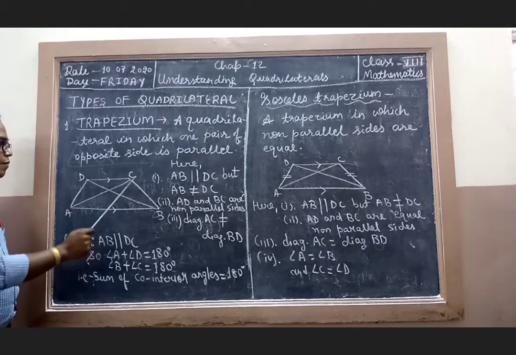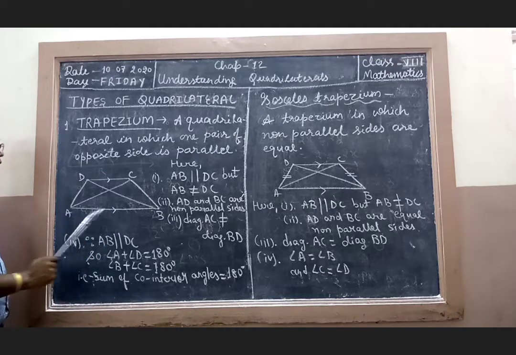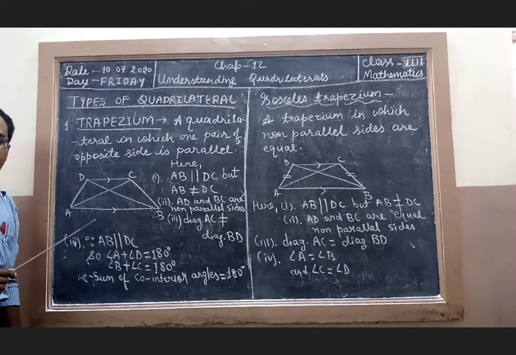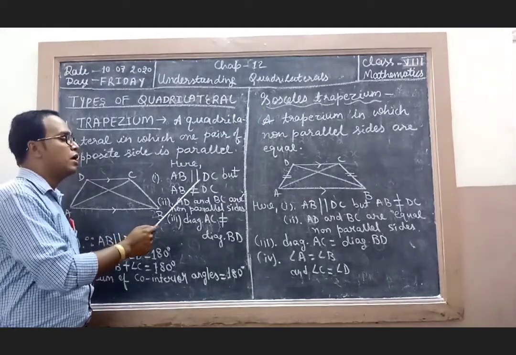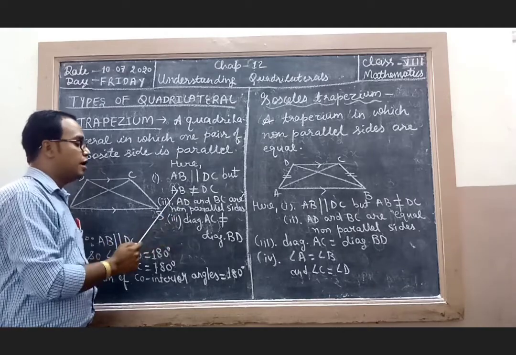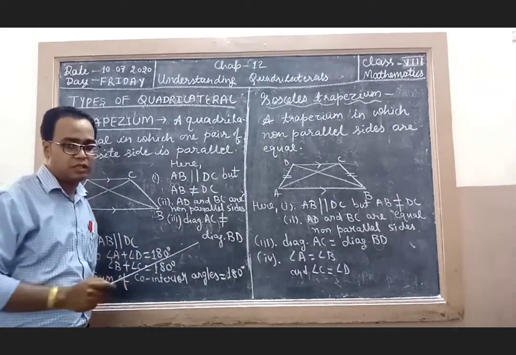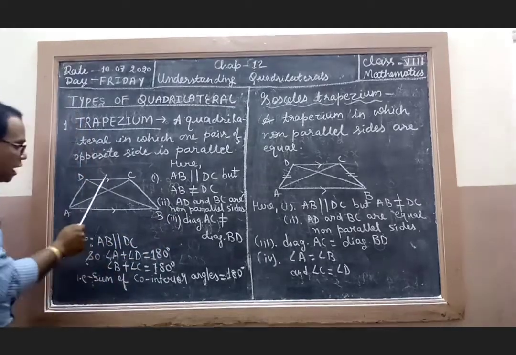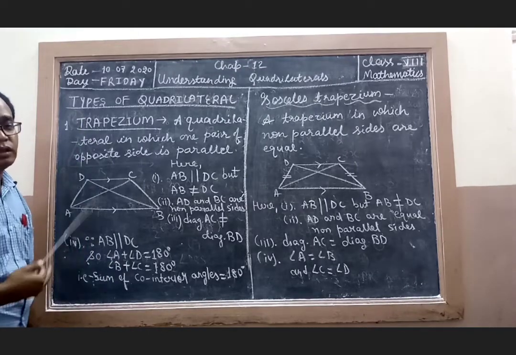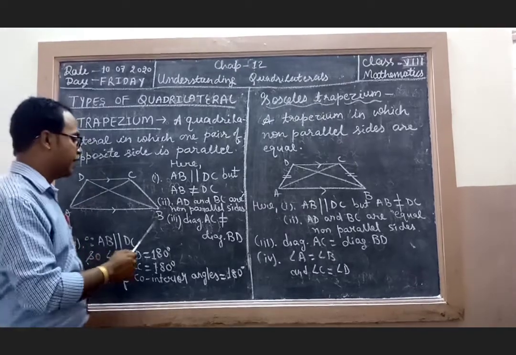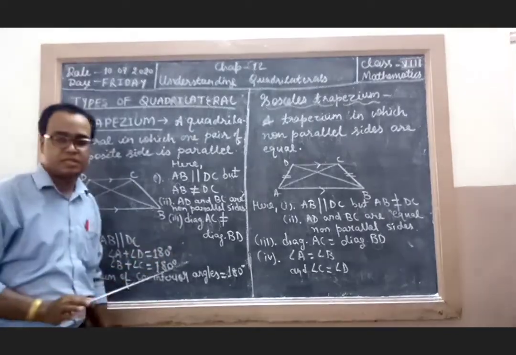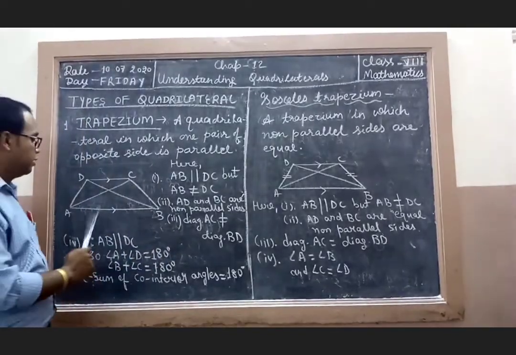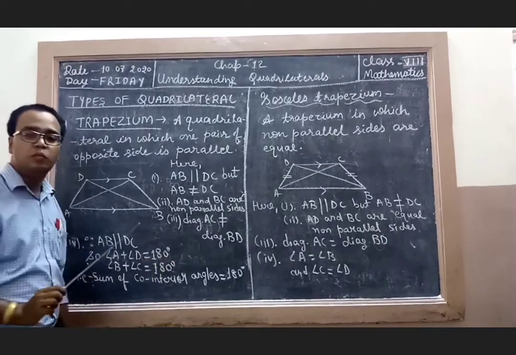In this trapezium ABCD, AB is parallel to DC. This is the sign of parallel. AB parallel DC, but the measure of AB is not equal to DC. It means their measurements are not the same, but they are parallel. Second, AD and BC are non-parallel sides. Third point, diagonal AC is not equal to diagonal BD.